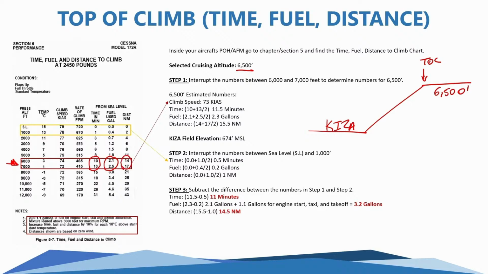And then there's my distance, 14 and 17. Very simply, for each one of those I'm going to add the two together and then divide by 2, and that will give me my average, or approximately the values that I need for 6,500 feet. So that gives me 11 and a half minutes, 2.3 gallons of gas, and 15.5 nautical miles. And that is assuming I am taking off from sea level and going up to 6,500 feet.